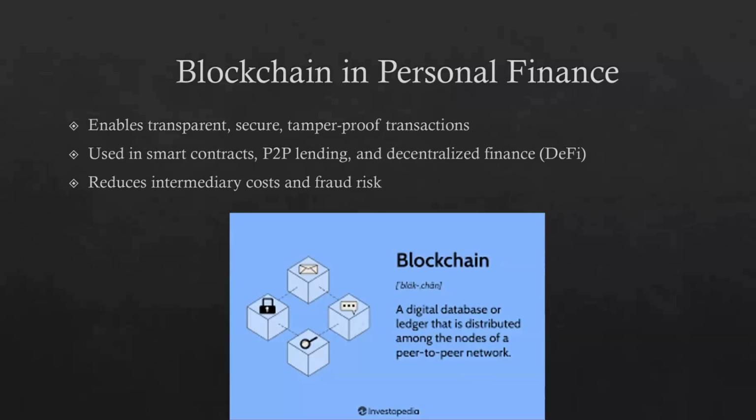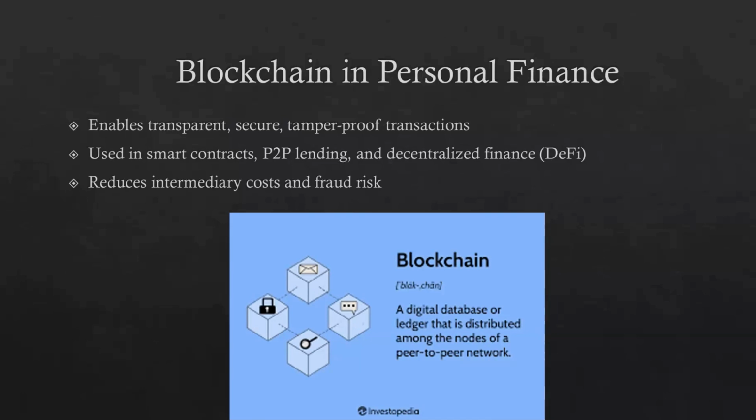Moving on to blockchain in personal finance. Blockchain adds transparency and security. First of all, what is blockchain? A digital database or ledger that is distributed among the nodes of a peer-to-peer network is called blockchain. It powers smart contracts, peer-to-peer, that is P2P lending, and cryptocurrencies. It cuts intermediaries, lowers cost, and prevents tampering, ideal for secure and instant transactions.